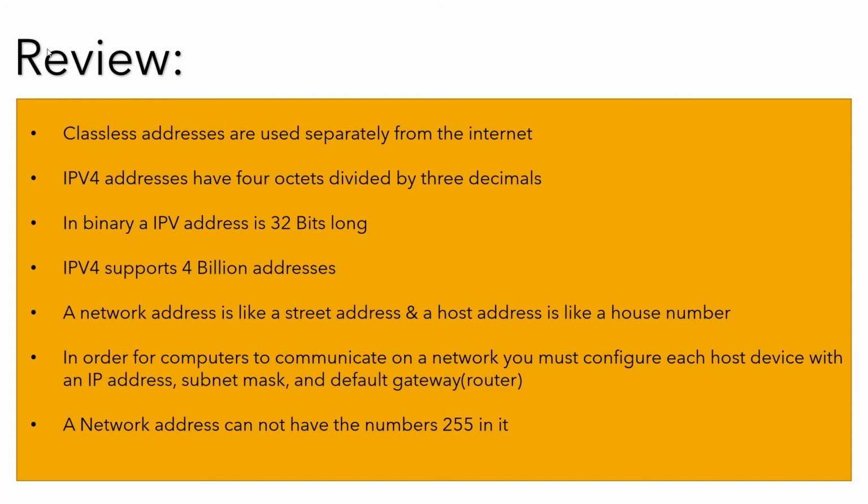So for review, classless addresses are used separately from the internet. IPv4 addresses have 4 octets divided by 3 decimals. In binary, an IPv4 address is 32 bits long. IPv4 supports 4 billion addresses. A network address is like a street address, and a host address is like a house number. In order for computers to communicate on a network, you must configure each host device with an IP address, a subnet mask, and a default gateway. A network address cannot have the numbers 255 in it.